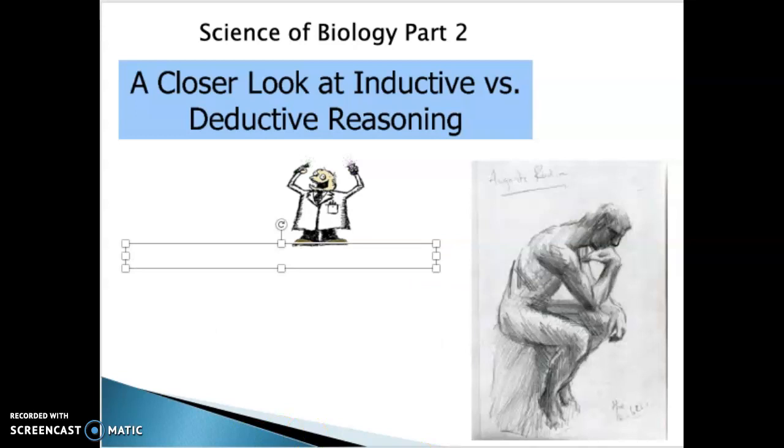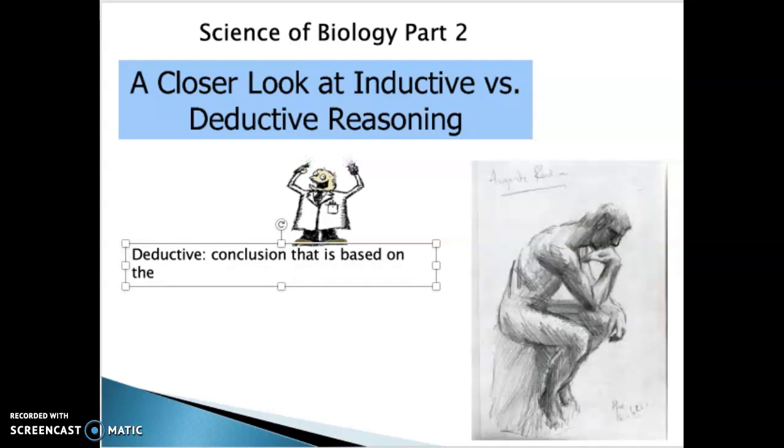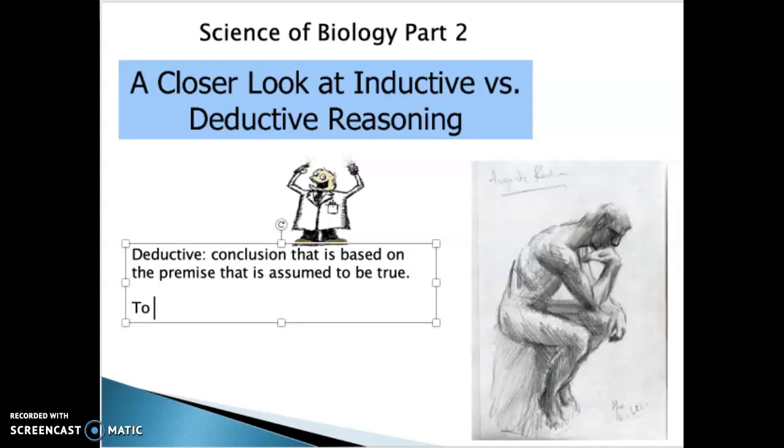So now we need to take a look at deductive reasoning. Deductive reasoning is sometimes referred to as top-down logic. With deductive reasoning, you have a conclusion that is based on an idea or premise that is assumed to be true. So this is top-down logic.